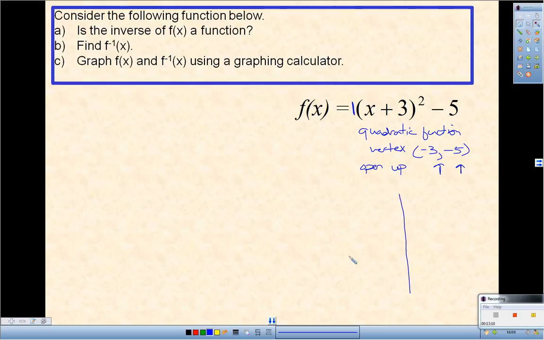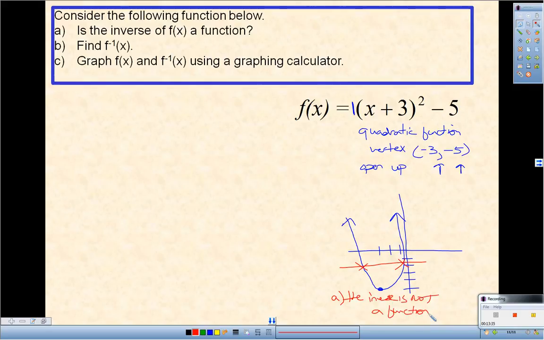So if I were to draw a rough sketch of this, I would have -3, -5 as my vertex, and my quadratic would be opening up. The reason it doesn't really matter that my graph is exact is because I can quickly use the horizontal line test and prove that for part A, the inverse is not a function because it does not pass the horizontal line test.